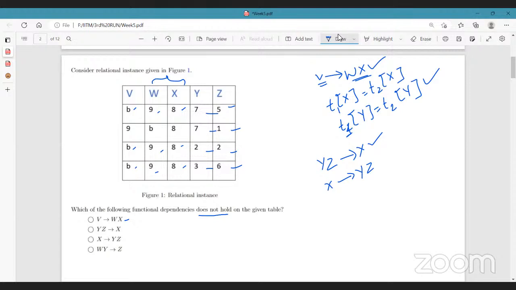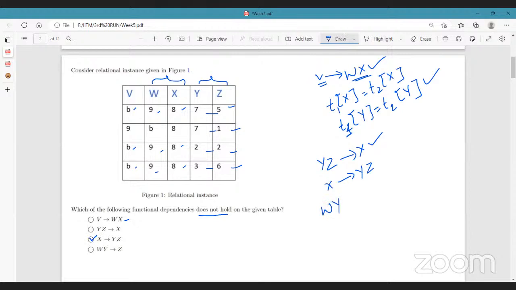So X determines YZ or not? It doesn't. It doesn't determine because all the values in X are the same. However, all the values in YZ are unique, right? So it is not determining. Okay, so this is the correct answer.